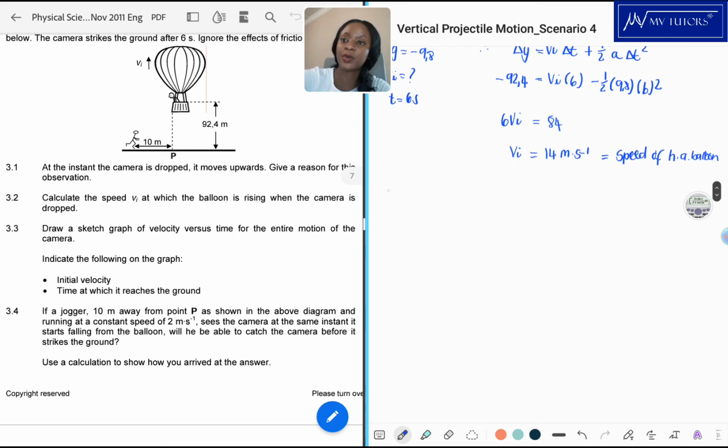Okay, now we can get to 3.3. It says draw a sketch graph of velocity versus time for the entire motion of the camera. Okay, so we're taking up as positive, right? So this camera, I'm so used to balls. It went up and then it went down. Okay, so fine. This was the initial velocity, 14 meters per second, and then it reached 0 before it went down, and then it got to some maximum velocity. Okay, we could always work it out.